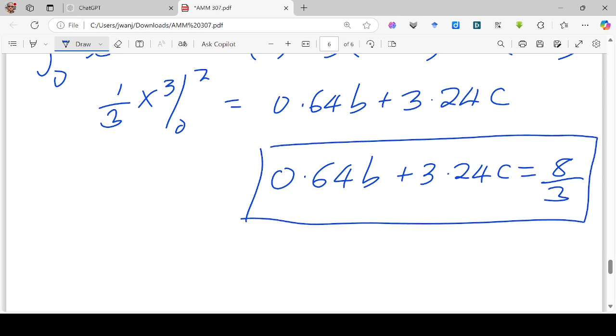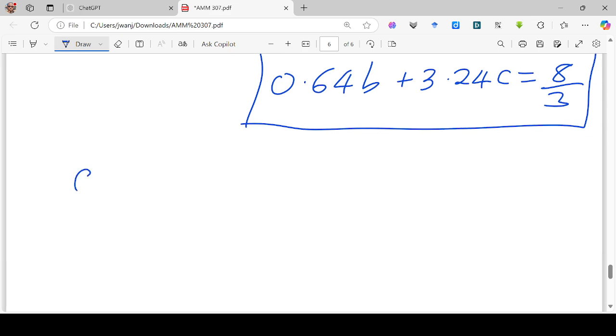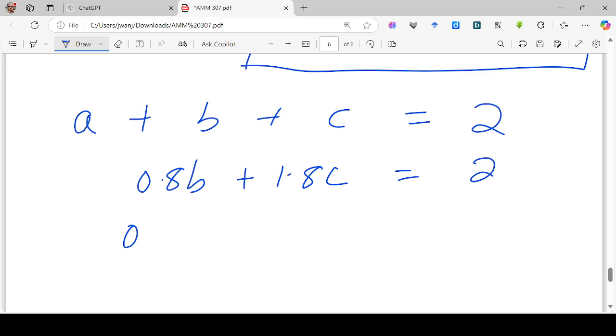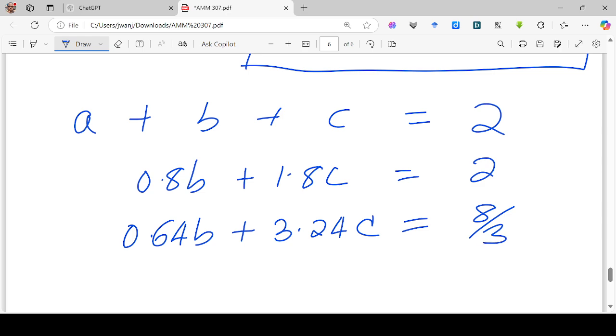Now we have three equations. The first one is a plus b plus c equals 2. The second one is 0.8b plus 1.8c equals 2. And the third equation is 0.64b plus 3.24c equals 8 over 3. So now the problem is to solve these equations to find the values of a, b, and c.